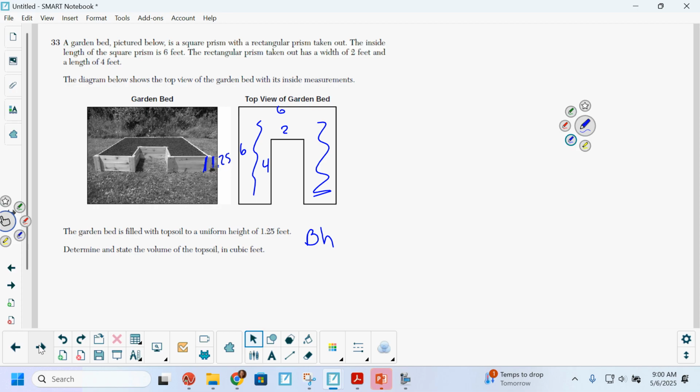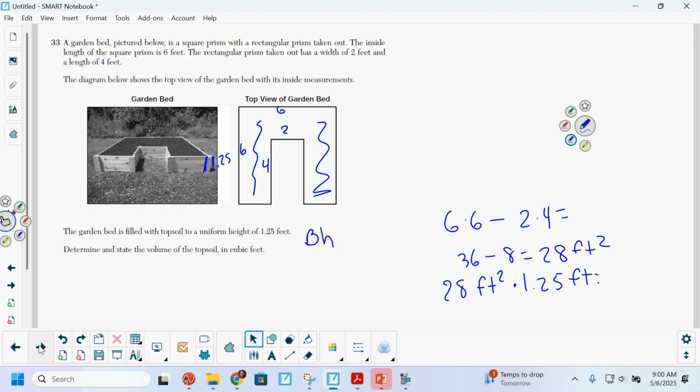All right, well, let's see here. I've got this square, so 6 times 6, but now I have to remove the rectangle, and the rectangle is 2 by 4. So I've got 36 minus 8 is 28 feet squared, and now I'm going to multiply that by the 1.25. So 28 feet squared times 1.25 feet gives me 35 cubic feet.